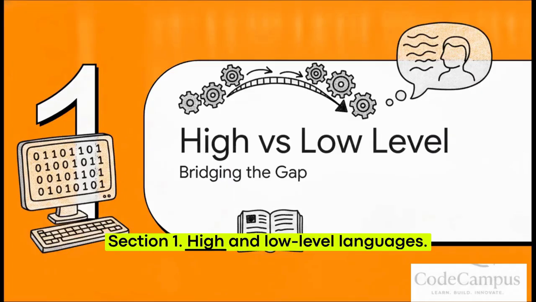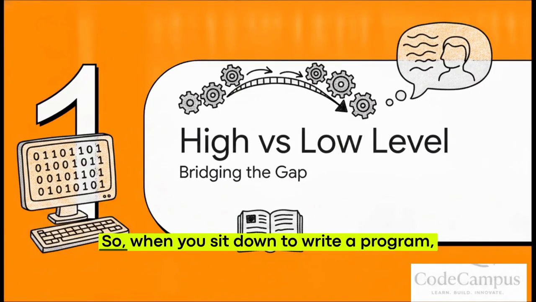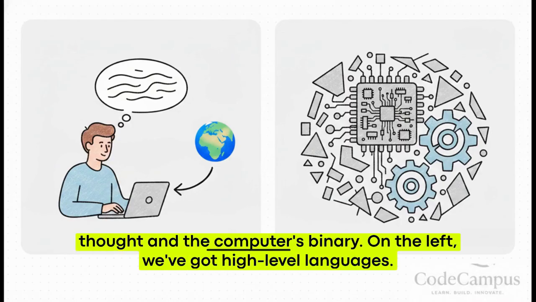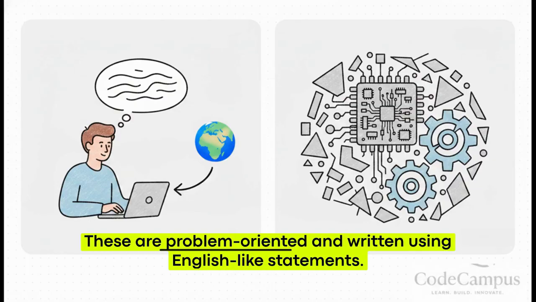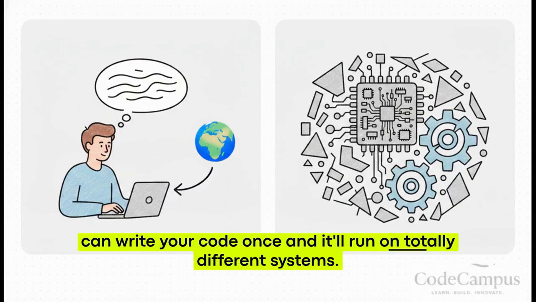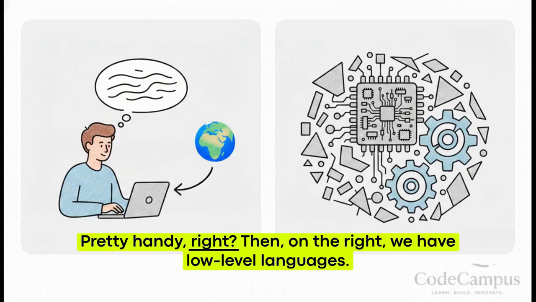Section 1. High and low-level languages. So, when you sit down to write a program, you basically have two main choices to bridge the gap between human thought and the computer's binary. On the left, we've got high-level languages. These are problem-oriented and written using English-like statements. That makes them completely machine-independent, or portable. You can write your code once and it'll run on totally different systems. Pretty handy, right?